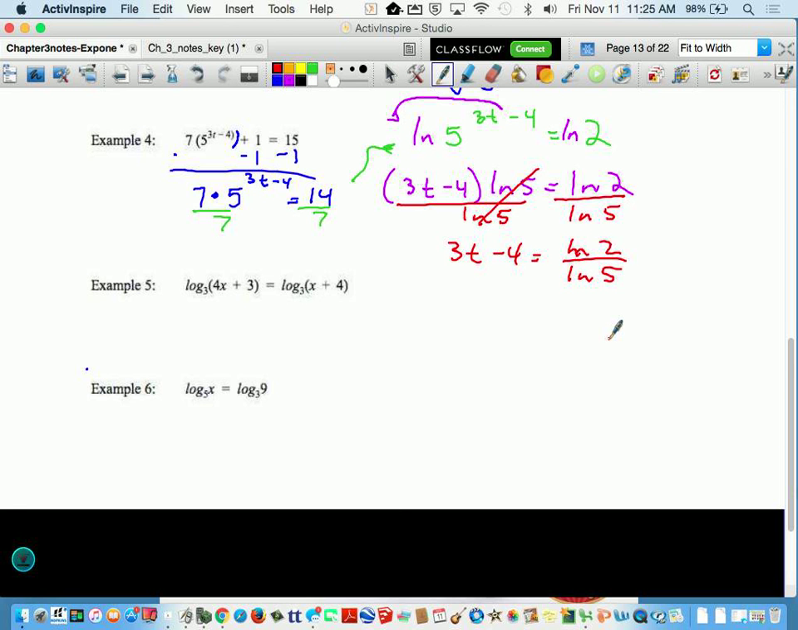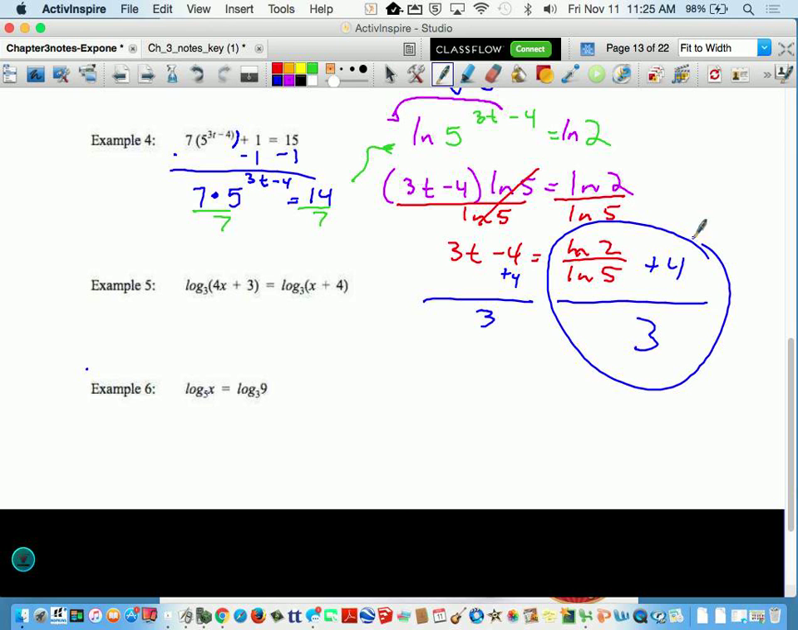And now what do you have left to get the t by itself? Add the 4 and then divide everything by 3. So I'm going to write it like this. Add the 4, divide everything by 3. Now there's my answer. That's what's called the exact value. To a lot of people, it's a little bit tough for them to read, and I don't know that you guys fully trust that answer. So this is one that I would approximate and plug back in on the calculator.